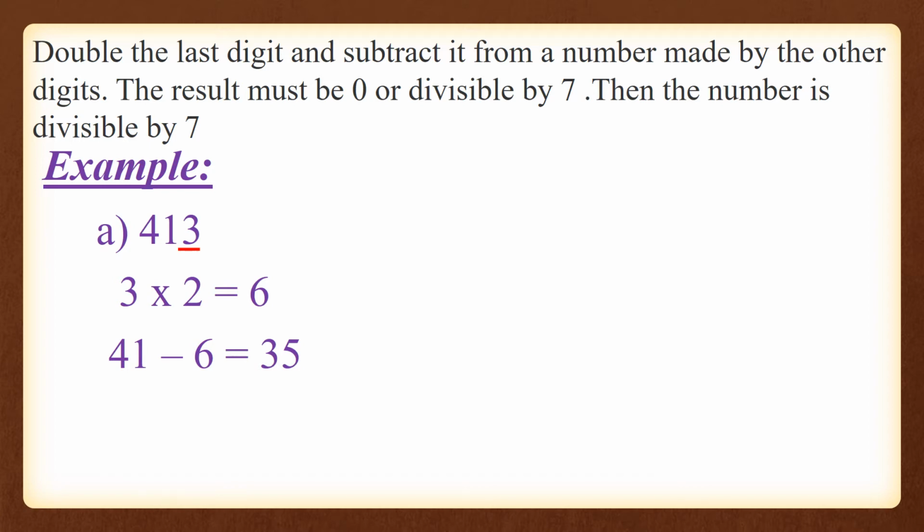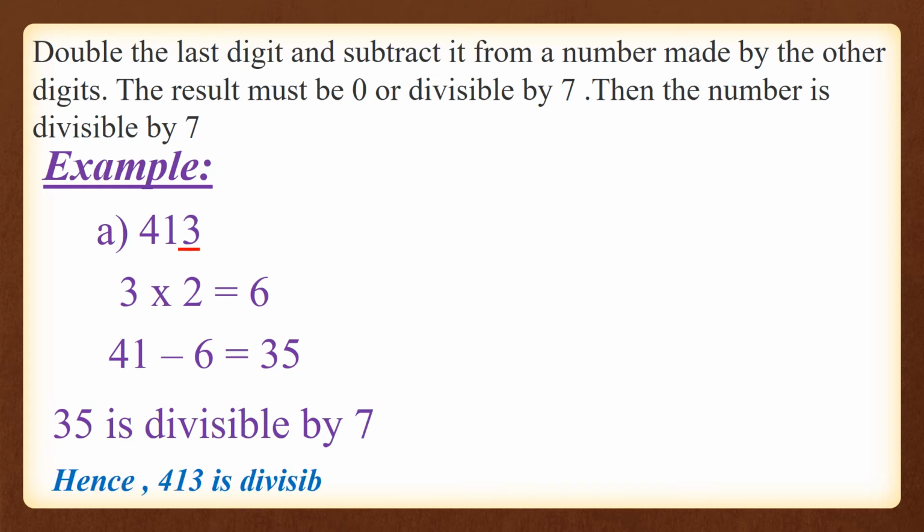35 is divisible by 7? Yes. So 35 is divisible by 7. Hence 413 is divisible by 7.